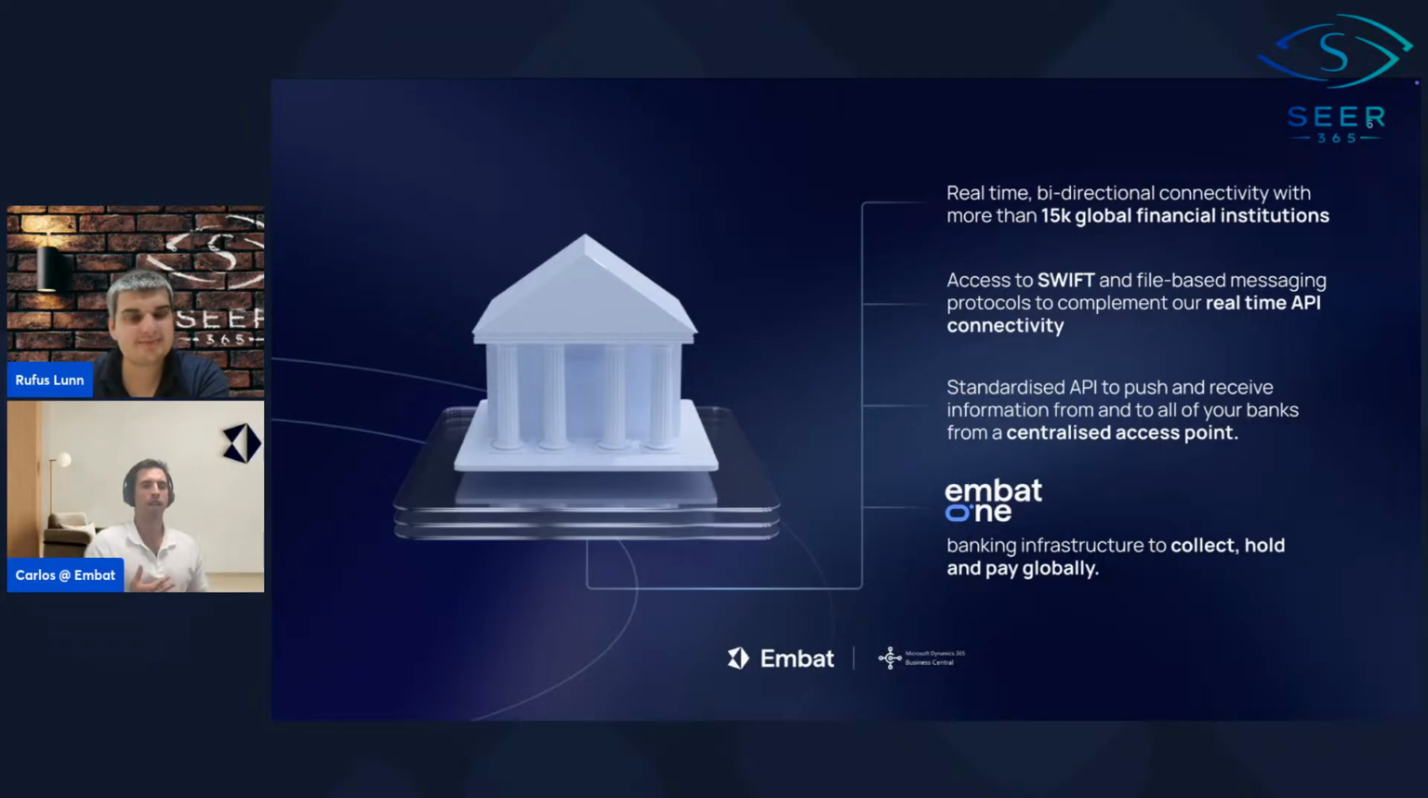And then lastly, and this is a product that has been very recently launched to the market, we have Embat One, which is our own proprietary banking infrastructure. We are able to collect, to hold, and to pay globally in more than 120 currencies. And we do this by partnering very closely with some of our partner banks, and that partnership has become even stronger. We are even able to natively integrate in our platform account opening processes, payment processes, collection processes, and anything you would do on a banking interface, you could do in Embat as well, embedded into your TMS. Wow. Yeah.